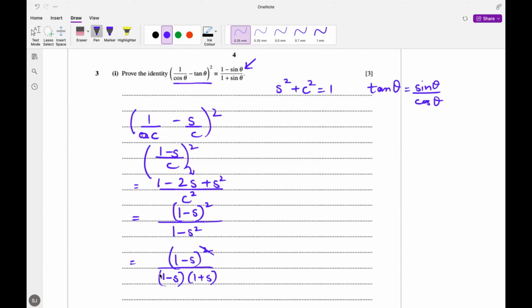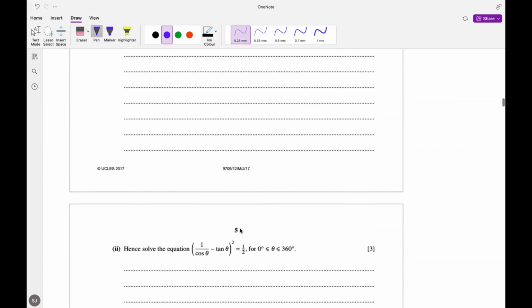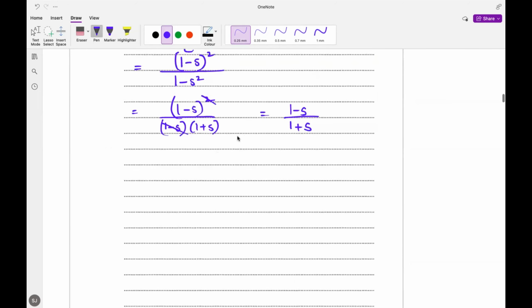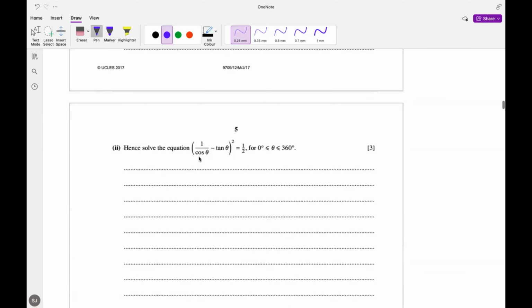Cancelling 1 minus sine whole square with 1 minus sine, I will be left with 1 minus sine upon 1 plus sine, which was the identity that we had to prove. In part 2, we have to solve the equation (1 upon cos minus tan) whole square is equals to 1 upon 2. Now we already have proven this as equals to 1 minus sine upon 1 plus sine. So we'll replace (1 upon cos minus tan) whole square with 1 minus sine upon 1 plus sine is equals to 1 upon 2.